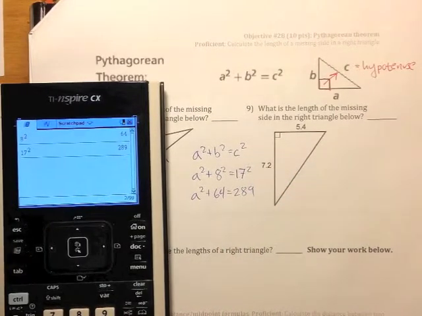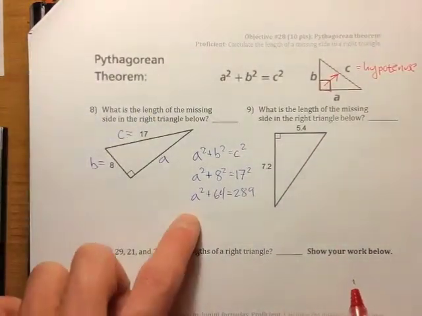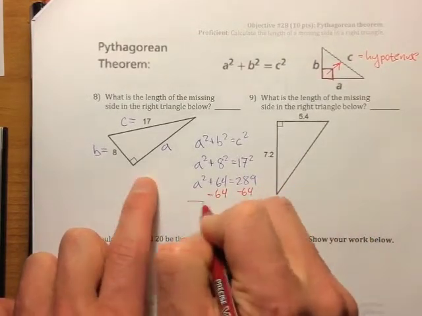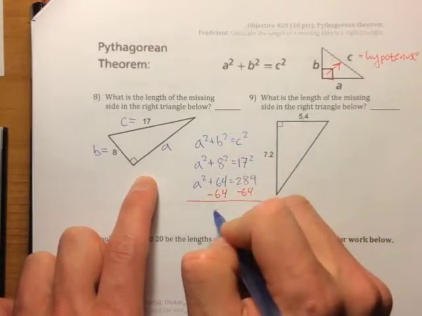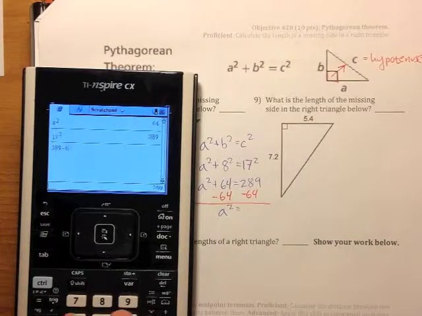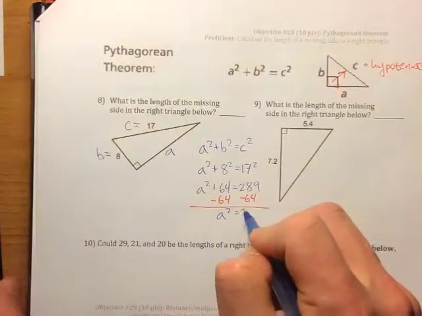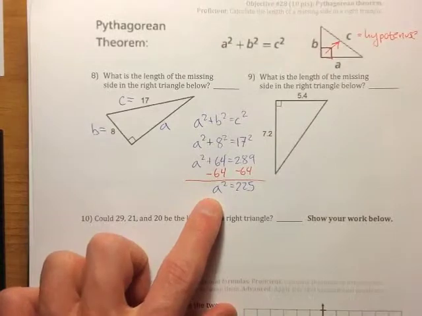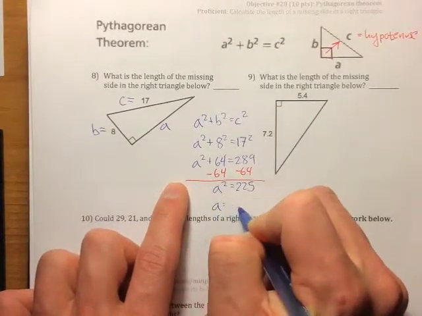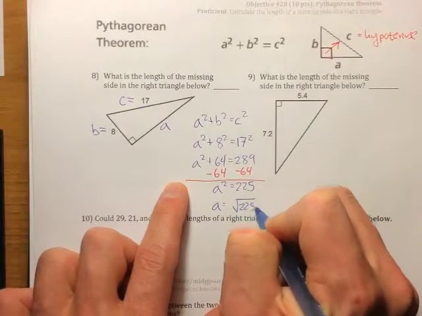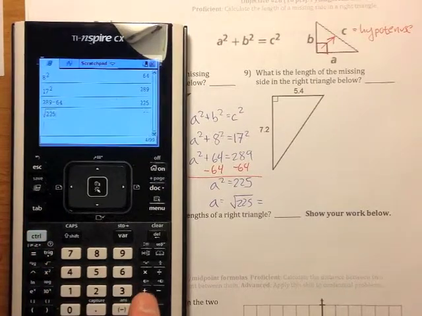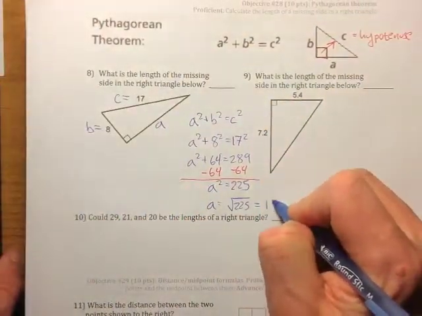Okay. So let's start solving this equation for a squared. I'm going to subtract 64. So a squared equals 289 minus 64, 225. So if a squared equals 225, that must mean that a is the square root of 225, which is 15. So A is 15.